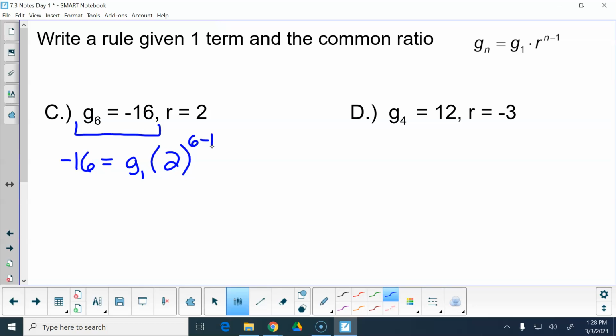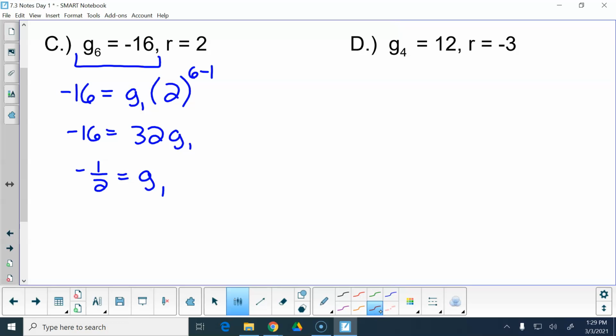Well, what's 6 minus 1? 5. What's 2 to the 5th power? 32. So this is -16 equals 32 times my first term. Divide, and I get 1/2. Negative though, right? Now I have the first term. I have R, so I can go through and write my rule. G sub n is equal to -1/2 times 2 to the n minus 1 power.